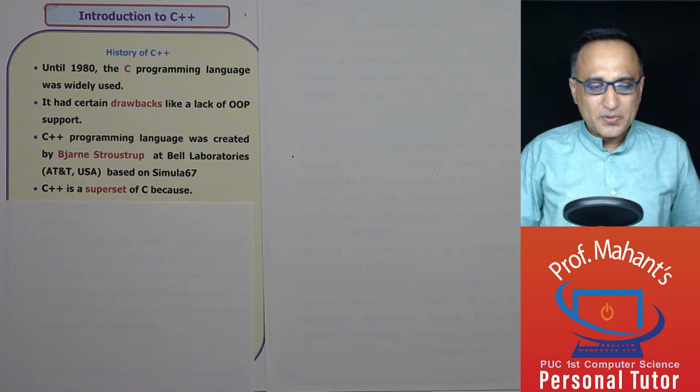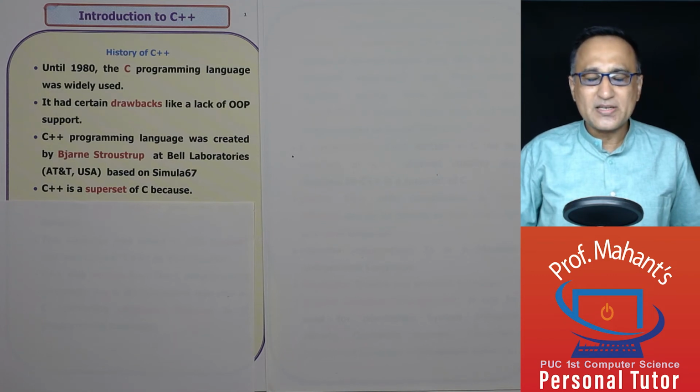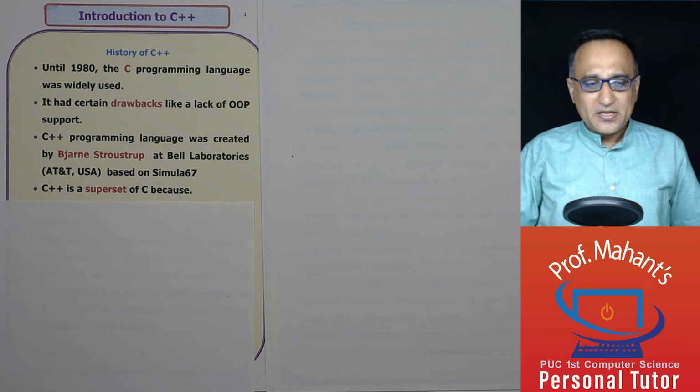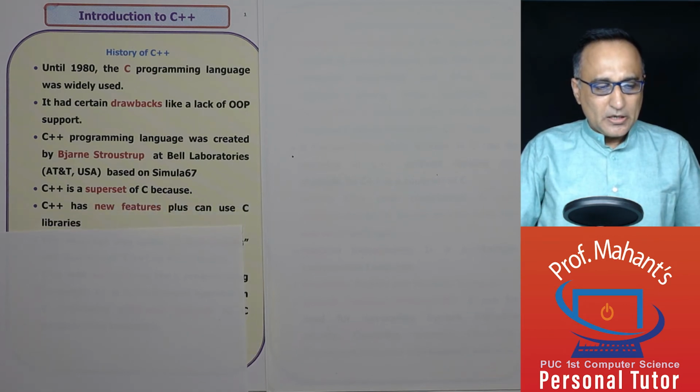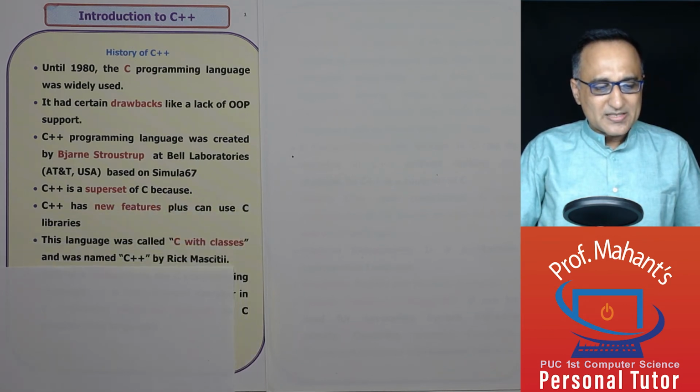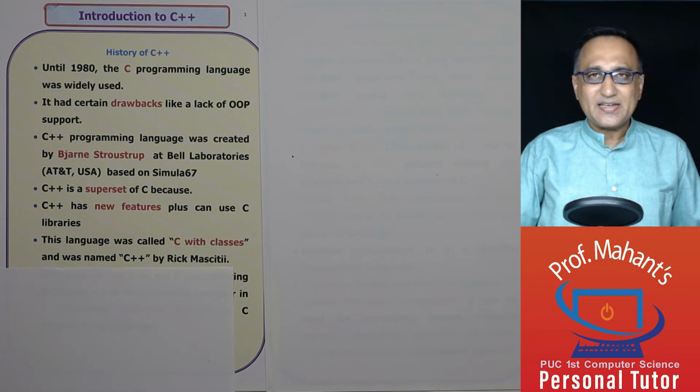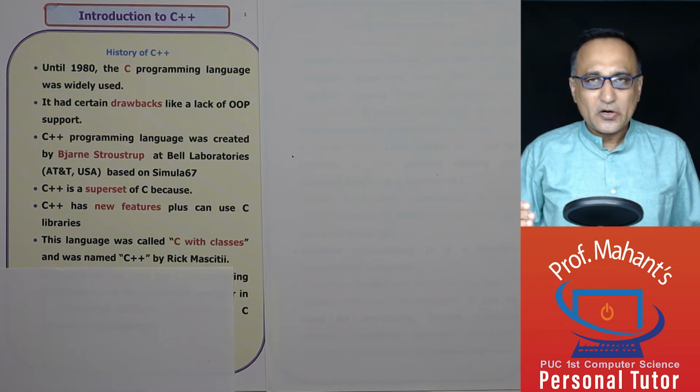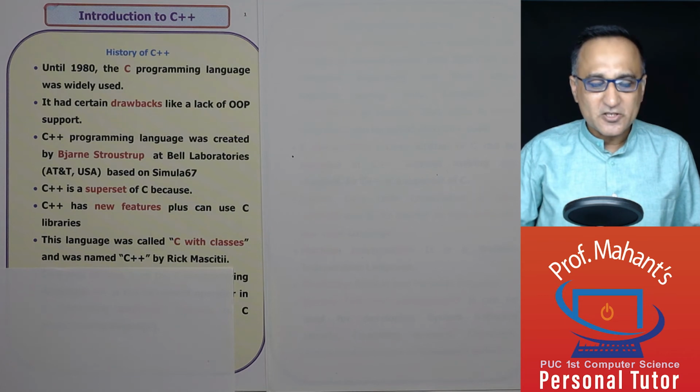The meaning of superset of C is any C program will also compile and run as a C++ program. That means using a C++ compiler, you can compile any C program. So what it really means is that C++ is C with a lot of additional features or a lot of additional functionality.